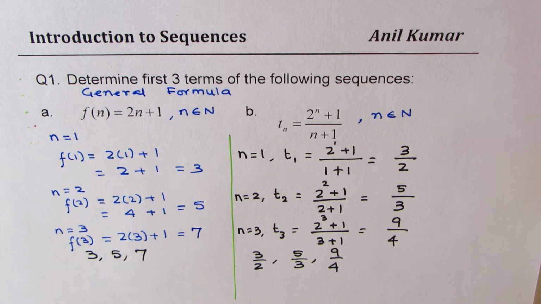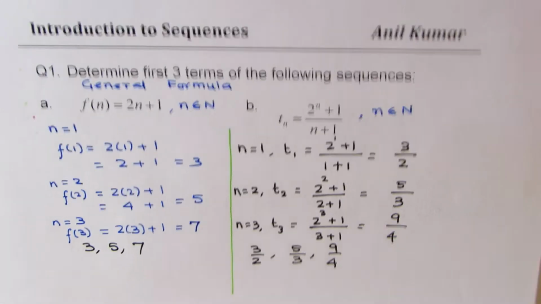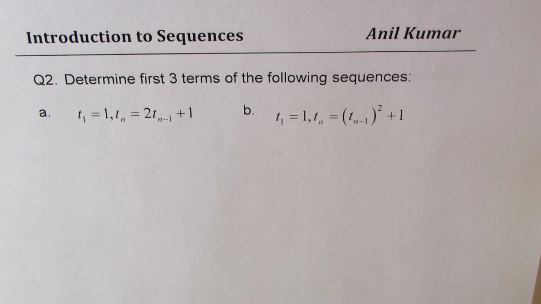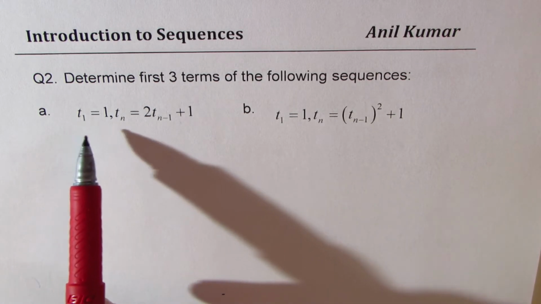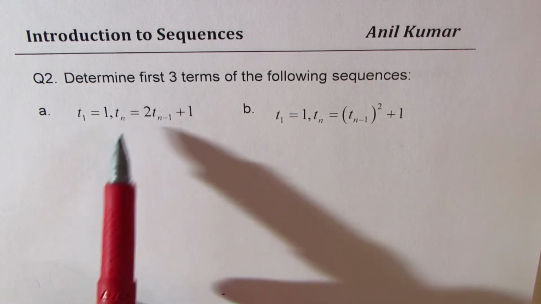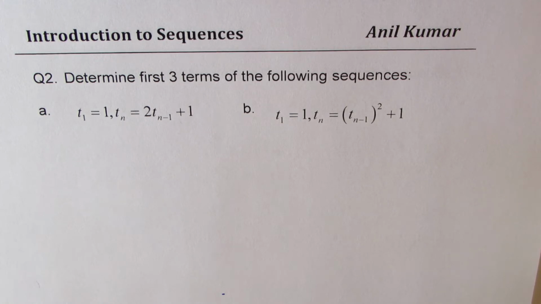Now let's move on and take up question number 2. You can pause the video, answer this question, and then look into my suggestions. Question number 2: determine the first three terms of the following sequence. We are given t1 = 1 and t_n = 2 t_(n-1) + 1. Part B is t1 = 1 and t_n = (t_(n-1))^2 + 1.